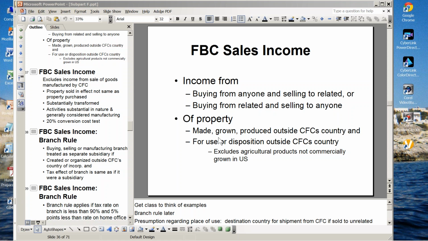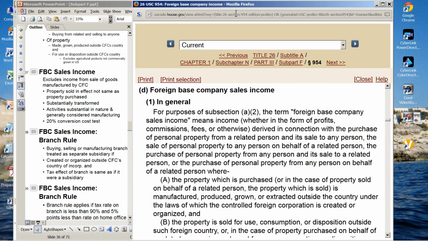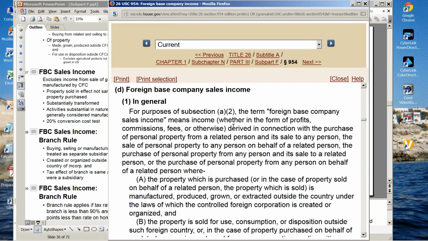Foreign-based company sales income is from buying and selling or getting commissions. The code is fairly explicit that the type of income is kind of irrelevant. It says income whether in the form of profits, commission, fees, or otherwise. In other words, income regardless of how you got it, derived in connection with purchase and sale. Not making and selling, buying and selling.